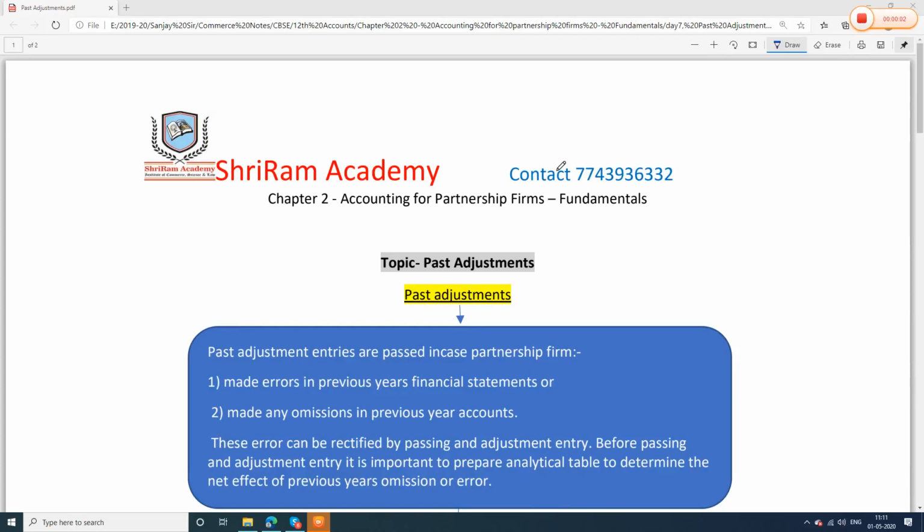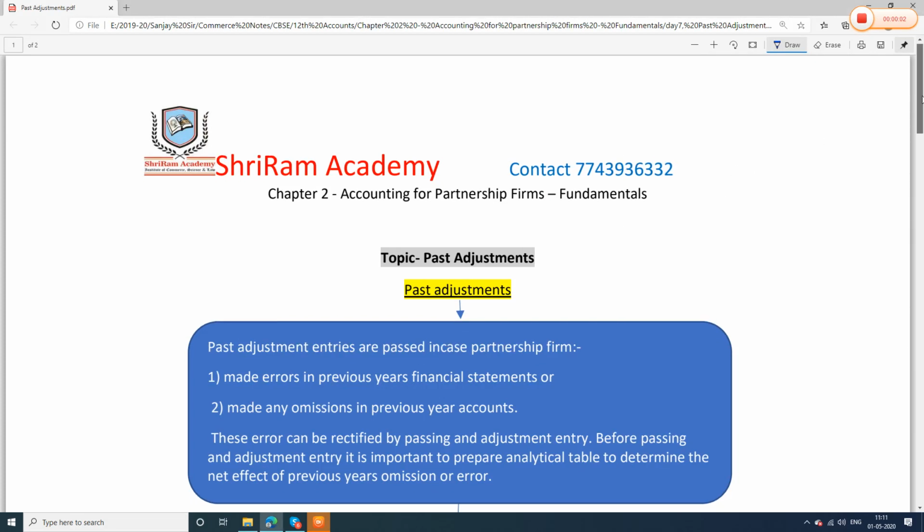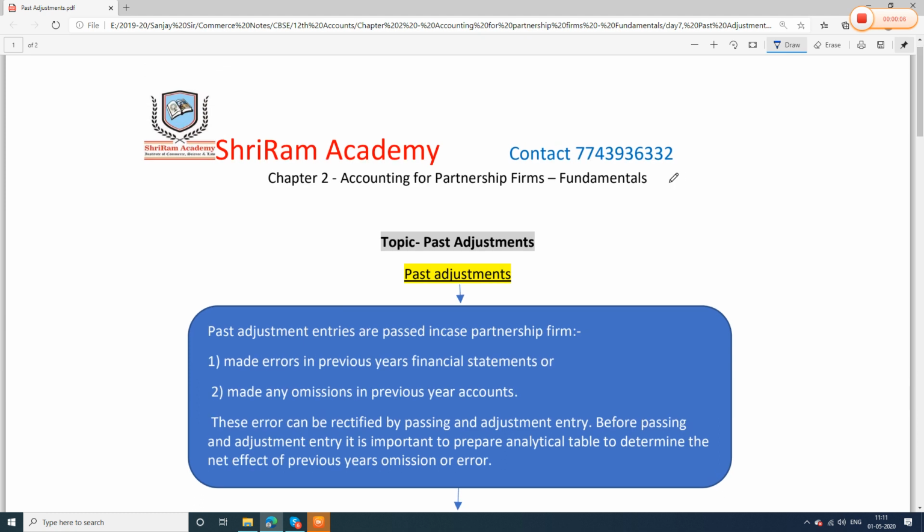Okay, guys, we will start today's lecture. The topic which we are studying is Final Accounts, CBSE Board, chapter number 2. And before starting today's topic, let us discuss what all topics we have covered till now.